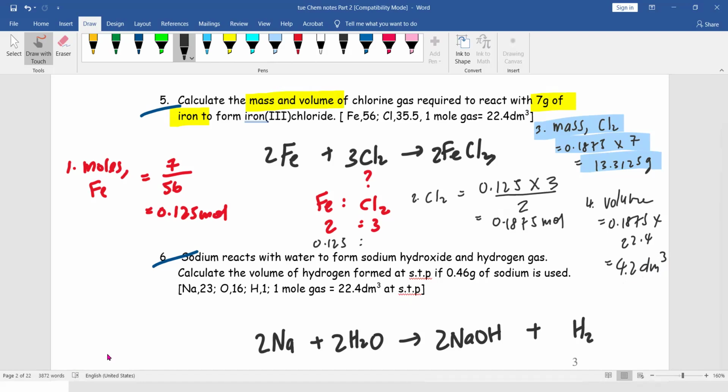Sorry, what? Oh, 7 grams. No, this one is 71. 35.5 times 2, Cl2. Did you multiply 0.1875 times 71? That's really good. Get it? No? No, 35.5 is Cl. Chlorine is Cl2. Then the one at the back you count. The one in front you don't count. Okay?